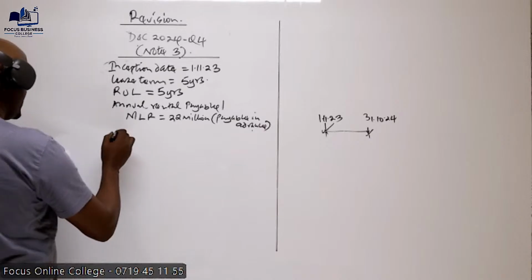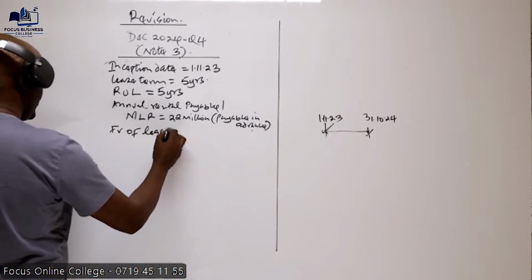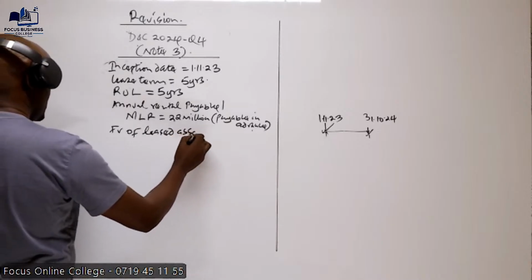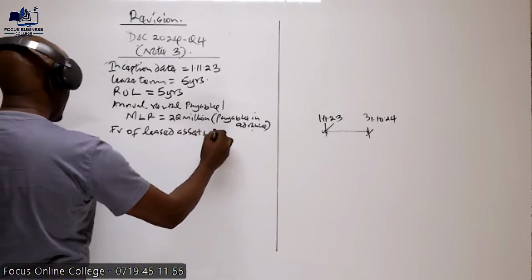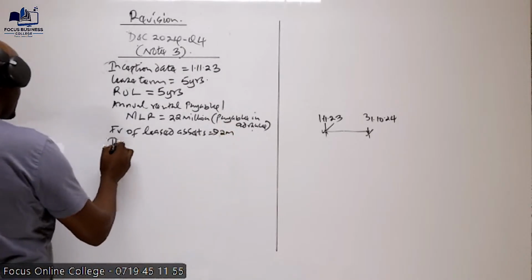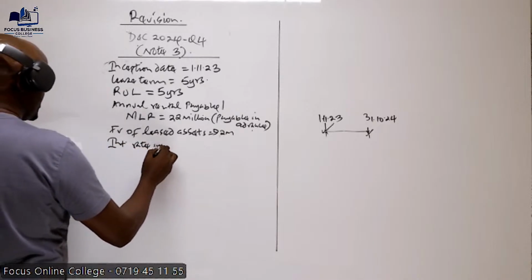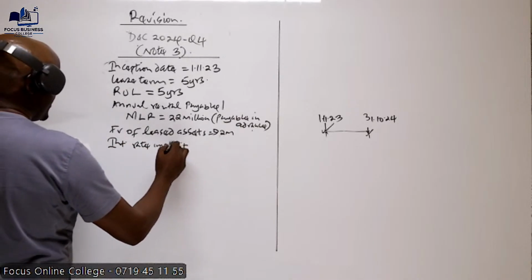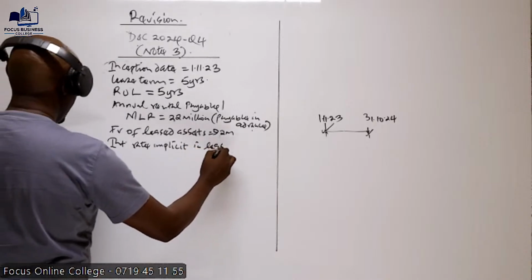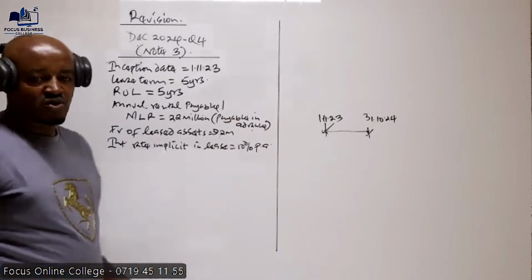Then we are also given the fair value of the leased asset, which is 92 million. And we have the interest rate implicit in the lease, which is 10% per annum. Those are the details of the lease.